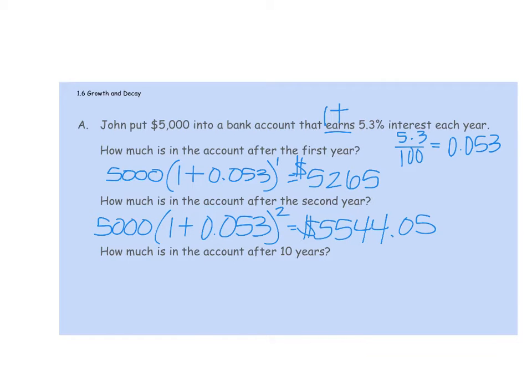Okay. Now, all this is a geometric sequence. This is your a sub 0, and this is like your x to the power of x. That's your term number. We just found the first term, the second term, and now I want you to find the 10th term. That's all this is. It's the same as what we were doing with geometric sequences. So to find the 10th term, or how many after 10 years, 1 plus 0.053 to the power of 10.